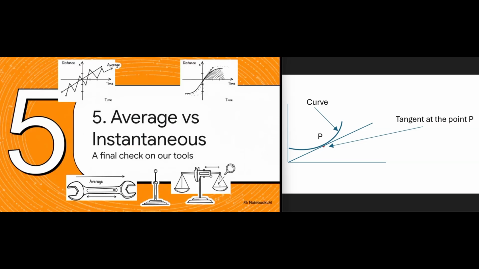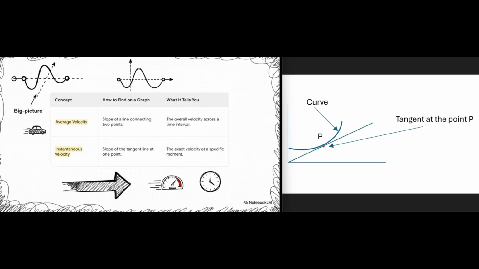Okay, let's wrap this up. We're going to put our two main techniques on the table, side by side. You got to know which tool to grab for which job. So here it is, plain and simple. You want average velocity, you connect 2 points with a line and find that line's slope. That gives you the big picture story over a period of time. You want instantaneous velocity. You draw a tangent line at one single point and find its slope. That gives you the right now speed. See, two different questions, two different methods.